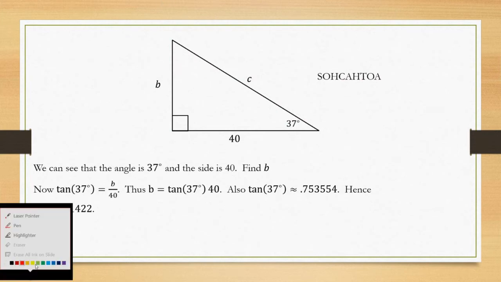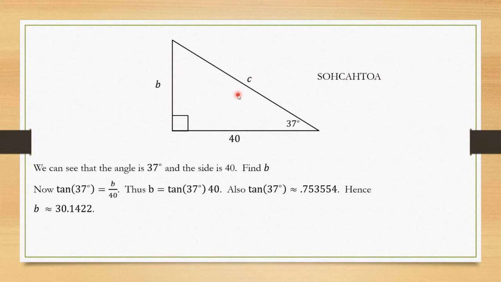So the next one we have to get is C, right? And we're told we can't use B. Okay, well, we have the adjacent side. We want the hypotenuse. Adjacent, hypotenuse. Which trig function should we use? Adjacent, hypotenuse, cosine. The cosine of that angle is adjacent over hypotenuse. So in other words, it's 40 over 37 degrees.